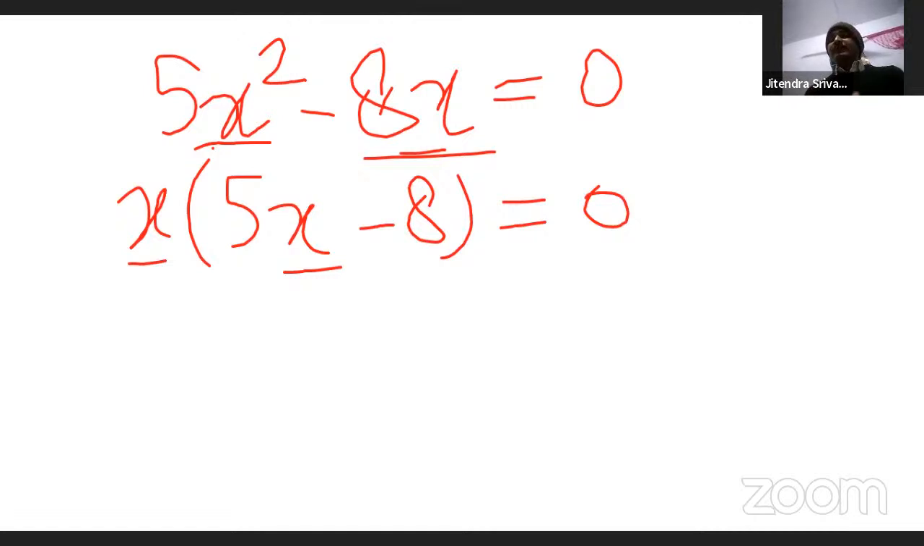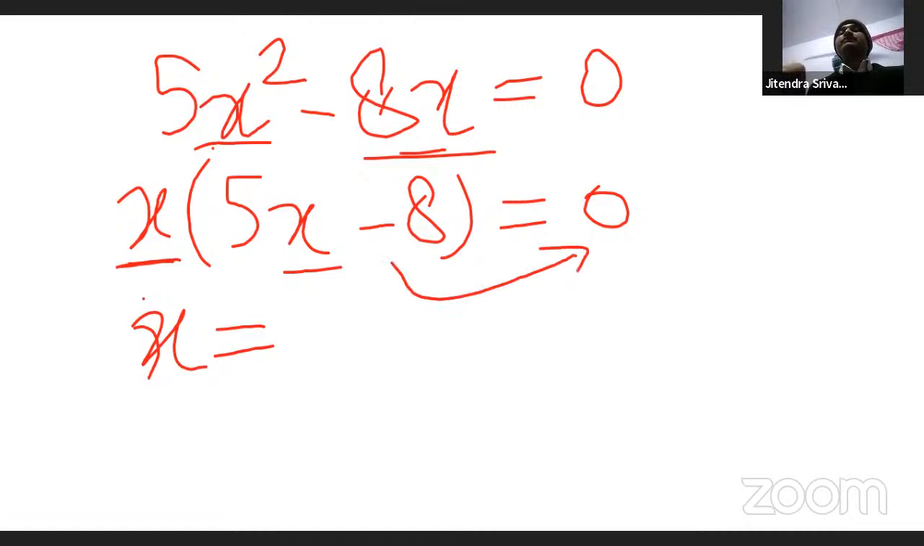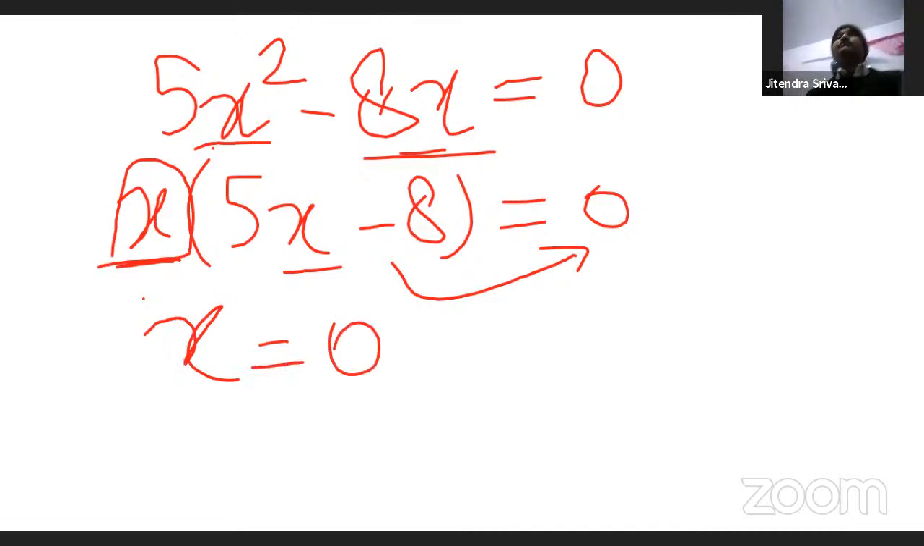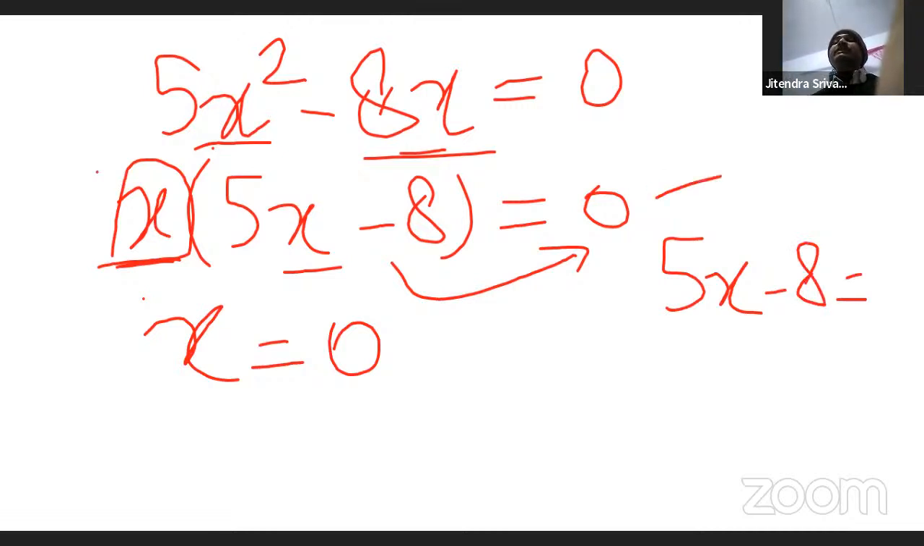Now the value of x will be, if we make this x the value, what we will get? We will put this to that side of 0, so we will get x equals to 0. The value of this x will be 0. And now if we put 5x minus 8 this side only and take this x to this side of the 0, then we get 5x minus 8 equals to 0. The value of this x will be x equals to 8 upon 5.